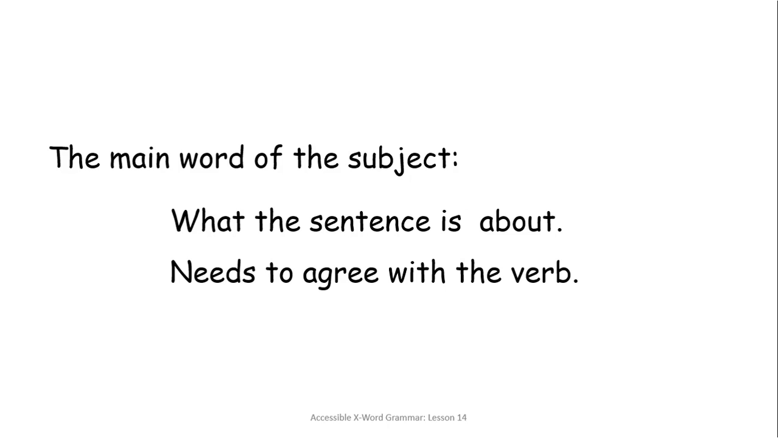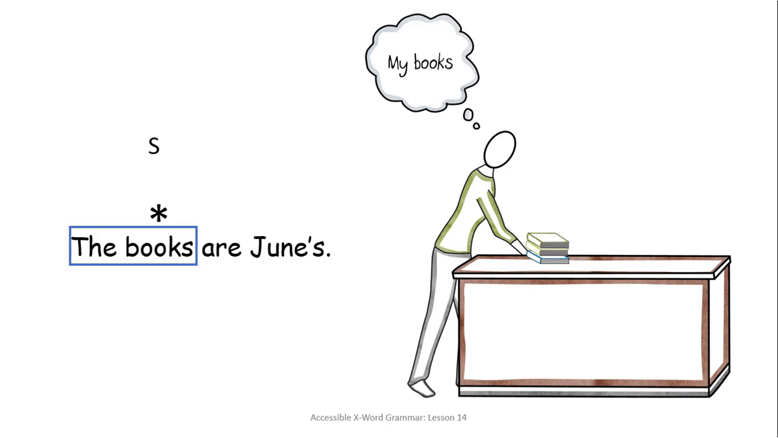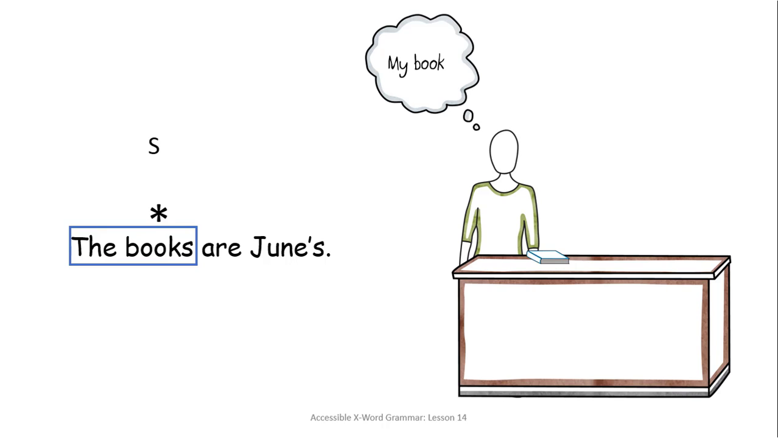It needs to agree with the verb. This means that if the main word changes in number, you might have to change the form of the verb. Let's say we change the main word to book instead of books and stay in the present tense. We will need to change the X word or verb to an S form. We change the books are June's to the book is June's.